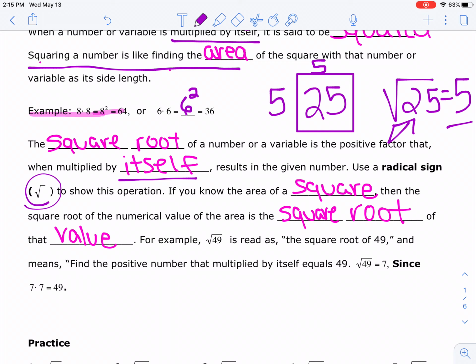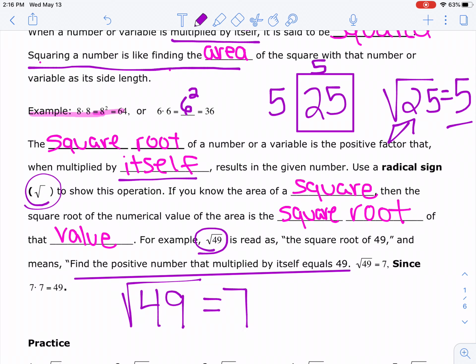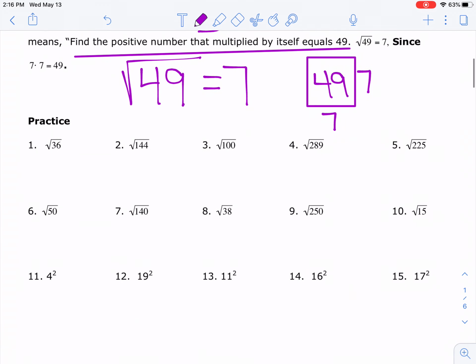If you know the area of a square, then the square root of the numerical value of the area is the side length. For example, the square root of 49 means find the positive number that when multiplied by itself will give you 49. So the square root of 49 is 7. So if I had a square and its area was 49, how would I get that? 7 times 7.